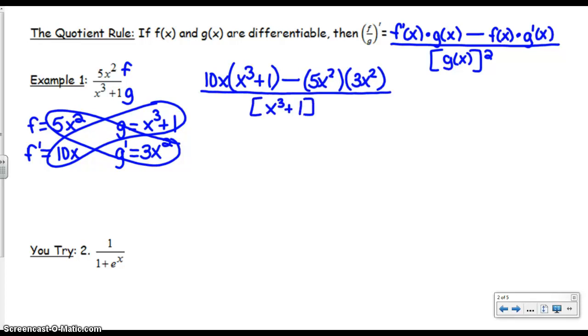You don't have to use brackets on the bottom. You could just use plain old parentheses. It really doesn't matter. Brackets and parentheses are the same thing. And then in the quotient rule, we really worry about simplifying the numerator. You do not need to FOIL out the denominator.